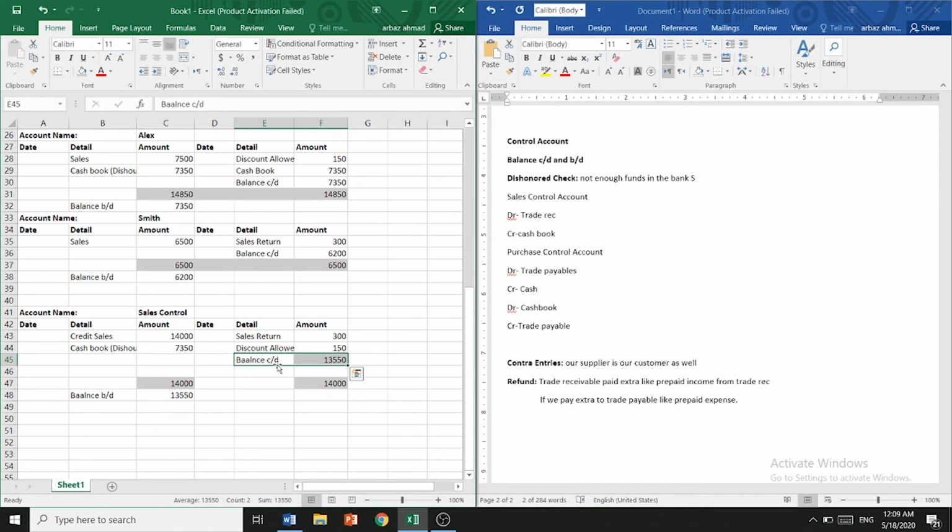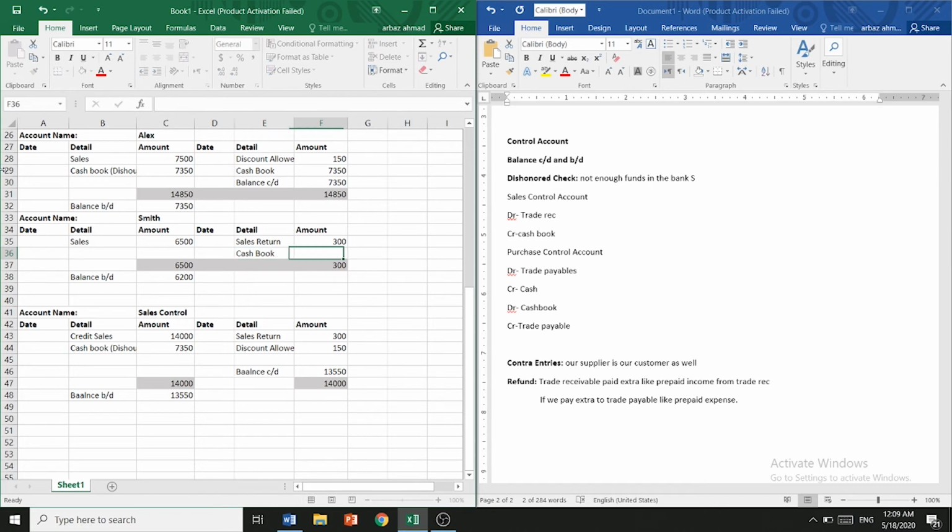Just cancel this one. I'm making this a bit more complicated example. For Alex, he said I don't have enough. I said to him, you don't have enough funds in your bank account, but Smith has. So it means I will have, let's delete this and let's assume he paid the amount.